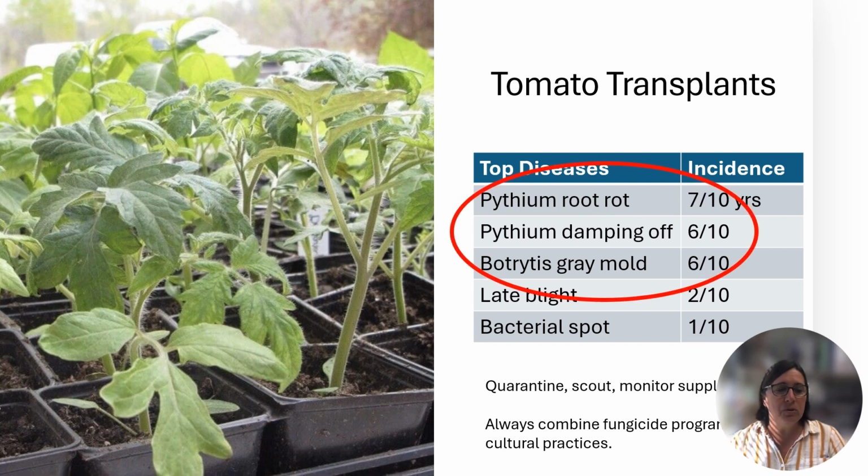So in this example scenario, we're going to look at the three top diseases. Pythium root rot, we've talked about that one earlier. Pythium damping off, which affects seeds as they germinate or after they germinate. And Botrytis, gray mold, which is a fungal disease that we see again in high humidity situations.